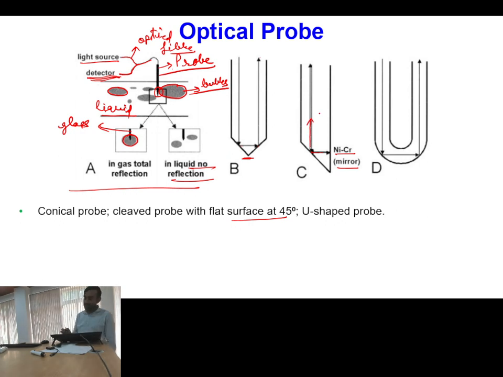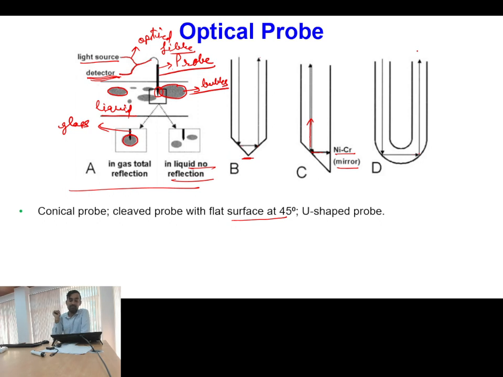Okay, and the third type of probe is the U-shaped probe. So in case of the U-shaped probe, it will be moving something like this. Okay, and all these probes are nothing but made up of glass material. So one important point we have to know when we are using this optical probe method: in case of X-rays, what was happening? We were not putting anything physically into the system. So if we were not putting anything physically into the system, it means that method was a non-intrusive method of measurement.